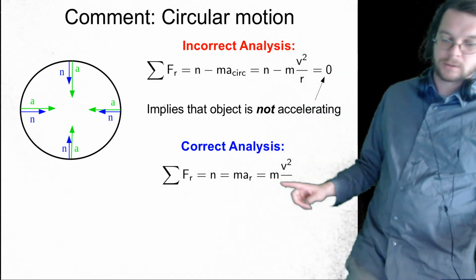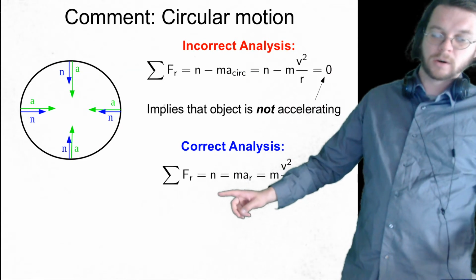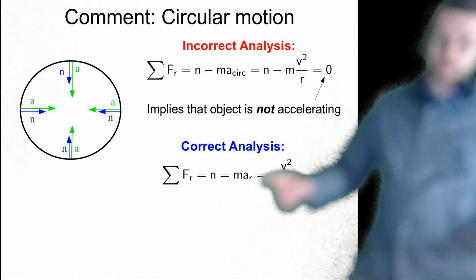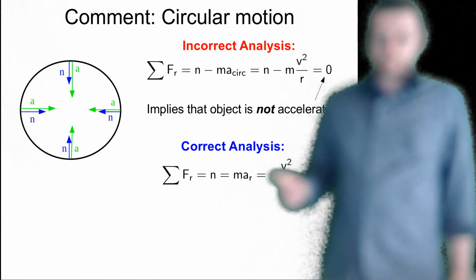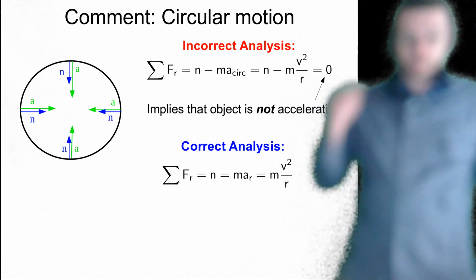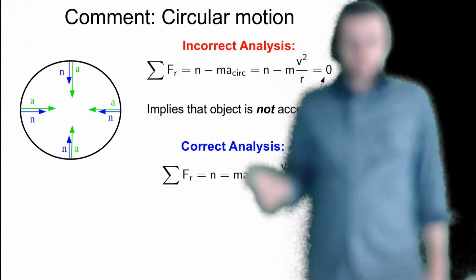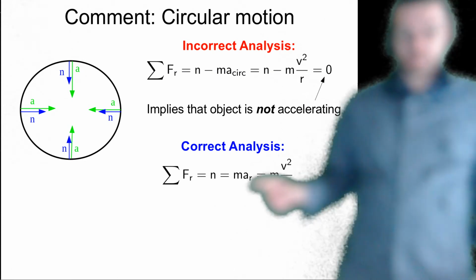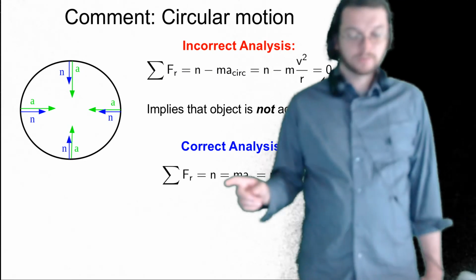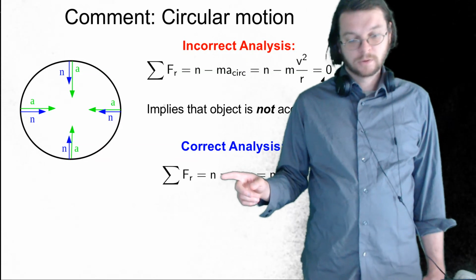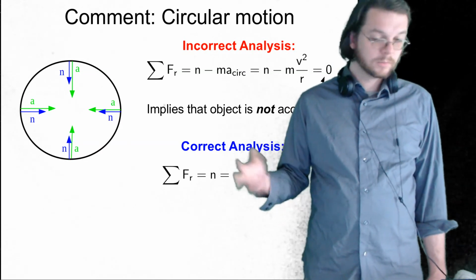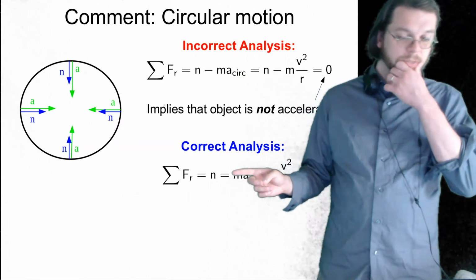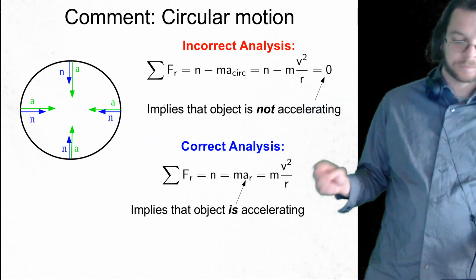So the correct analysis here would be to say that the only force on you is the normal force. That equals the mass times the acceleration in the radial direction. And the acceleration in the radial direction is just v squared over r. Both of these will give you the same answer, but this one is correct because there might be a situation where there's more than one force on you. There might be a normal force, you might be jumping, you might have a jetpack, I don't know. But this is the correct way to think about it.